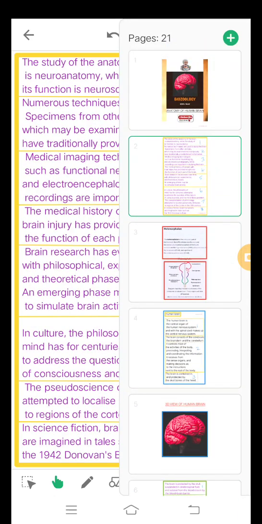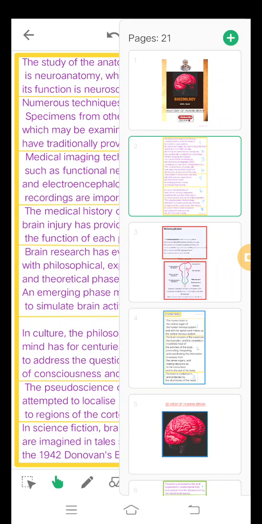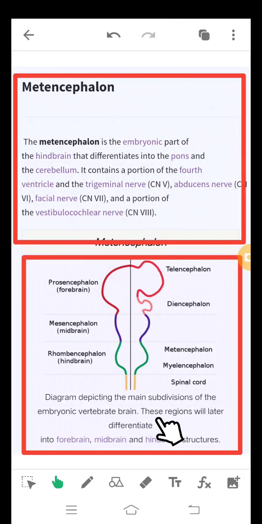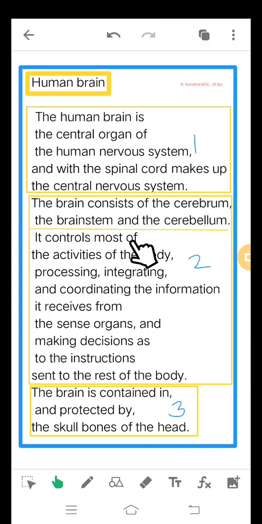So first, this is the anatomy of the human brain having 8 points. Next, the diagram: differentiate forebrain, midbrain, and hindbrain in the vertebrate's brain. Then the human brain is the central organ of the human nervous system.